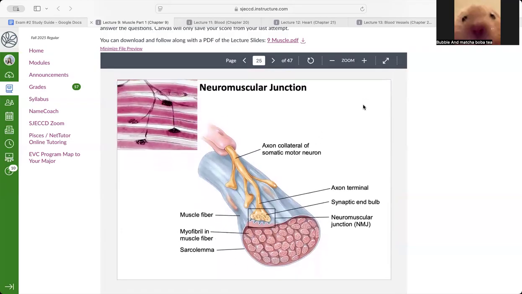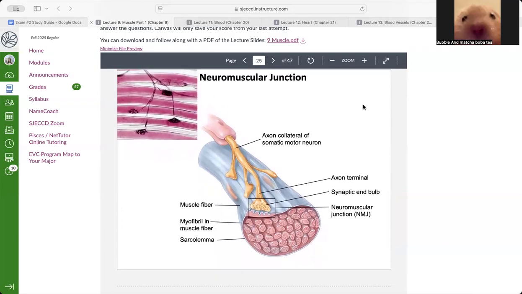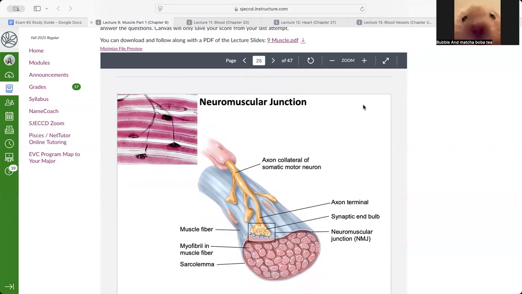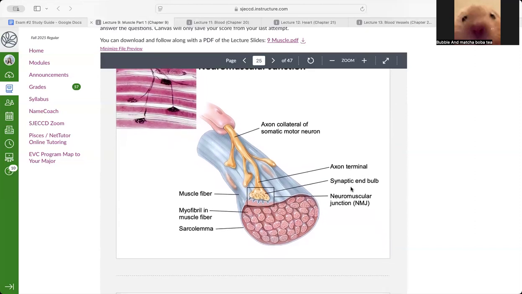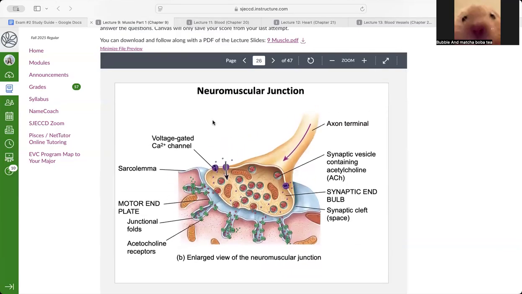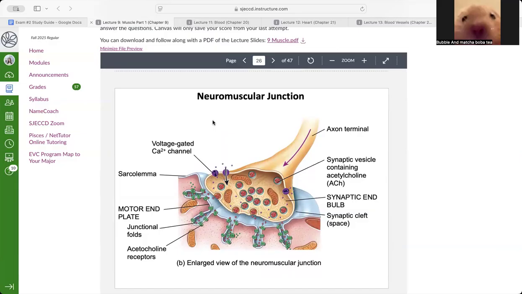Neuromuscular junction is the synapse, the connection between a neuron and another cell. Every muscle fiber is connected to one neuron, and the type of neuron connected is a somatic motor neuron. The somatic motor neuron is in the nervous system, and its job is to talk to muscle fibers. The ends of the axon are the axon terminals and the neuromuscular junction. So this whole thing is the neuromuscular junction. These are the axon terminals. This is the skeletal muscle fiber, the pink.